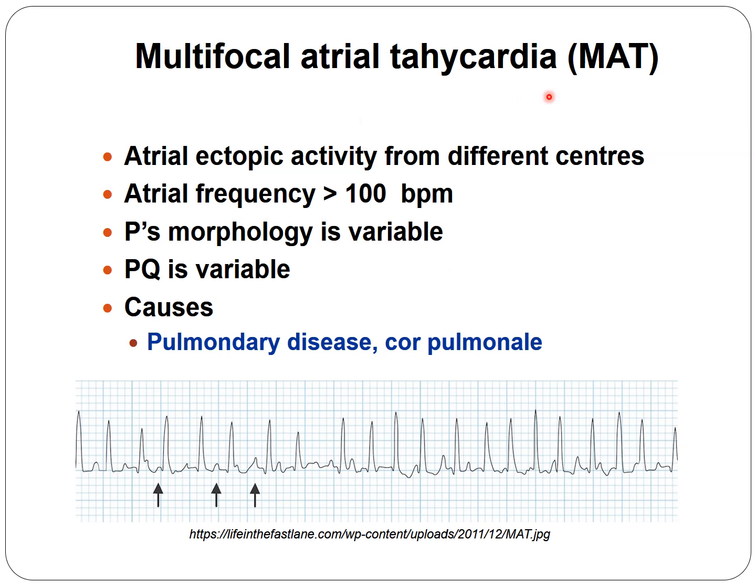Multifocal atrial tachycardia is very similar to the paroxysmal atrial tachycardia. However, this atrial ectopic activity comes from different centers, different areas of the atrium. Atrial frequency is higher than 100 beats per minute. Morphology of the P varies. PQ varies as well, and it's not rhythmic at all. Pulmonary diseases or cor pulmonale can be the very common cause of the multifocal atrial tachycardia.